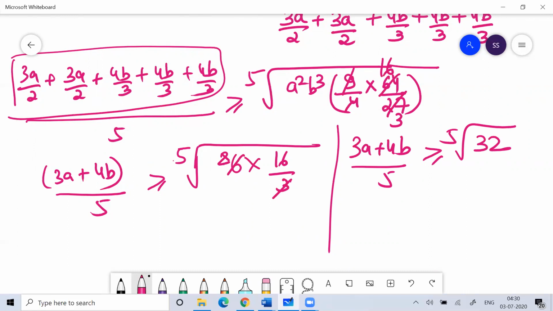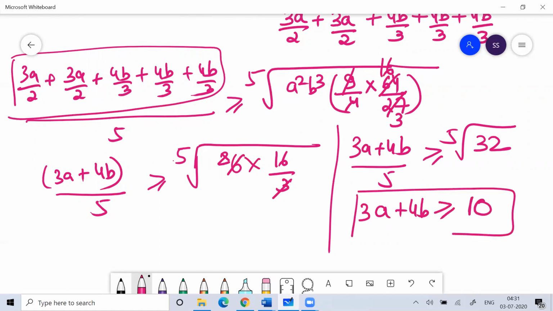Fifth root of 32 is what? Sorry, fifth root of 32 is 2. So 3a plus 4b, the minimum value of that is equal to 10. That is the answer. Clear, right? You can easily understand this.